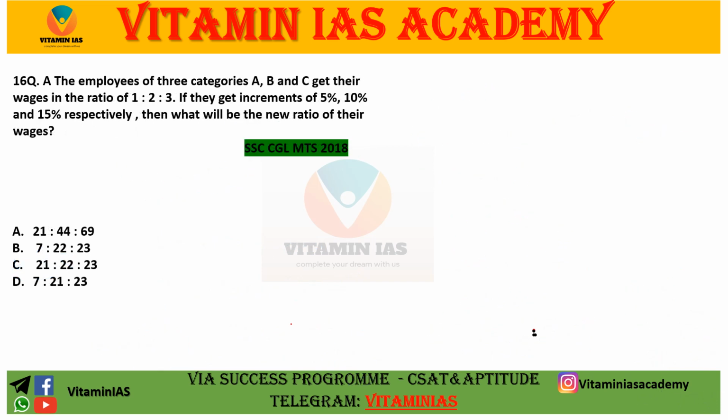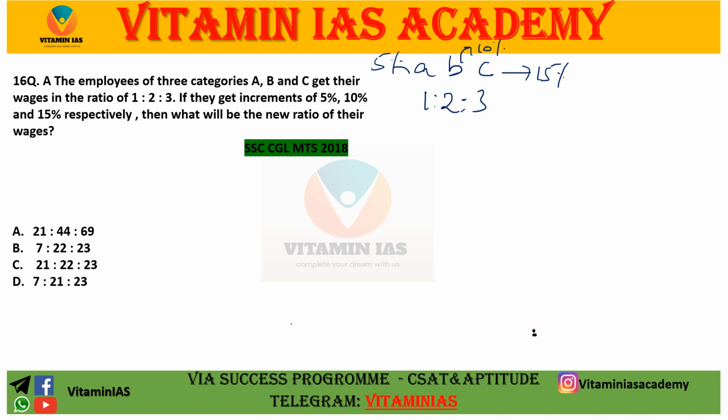Here, the 16th question. Employees of 3 categories A, B, C get their wages in the ratio of 1:2:3. If they get increments of 5%, 10%, 15% respectively, means A will get 5%, B will get 10%, and C will get 15%, then what will be the new ratio of their wages?